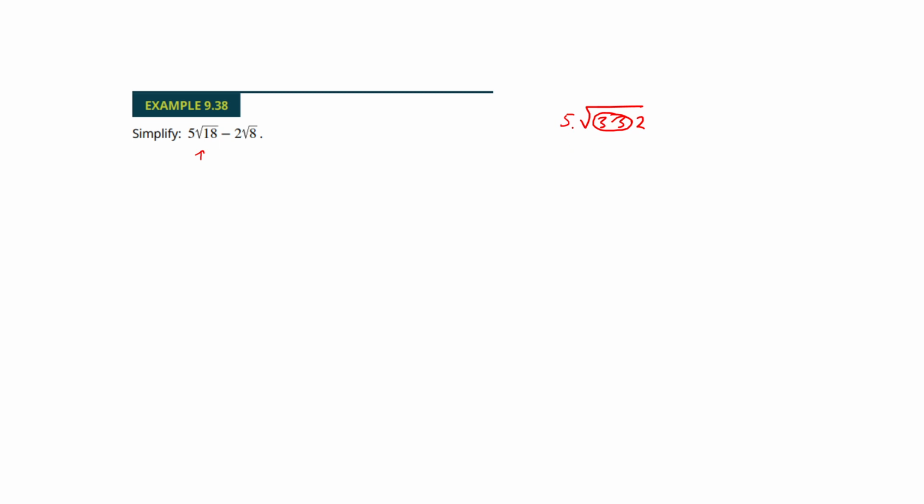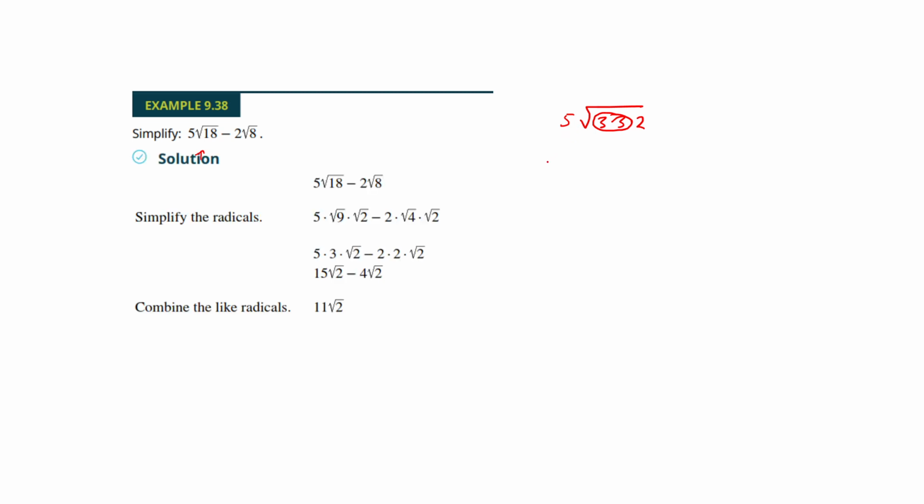So what you do is you multiply that 3 that comes out with the 5, and you'd get 15 square root of 2. Now the same on the back end, they can pull a 2 out of there, but there's already a 2. So I'd get a 4. So you got 11 square root of 2 because they're the same thing. You can combine them.